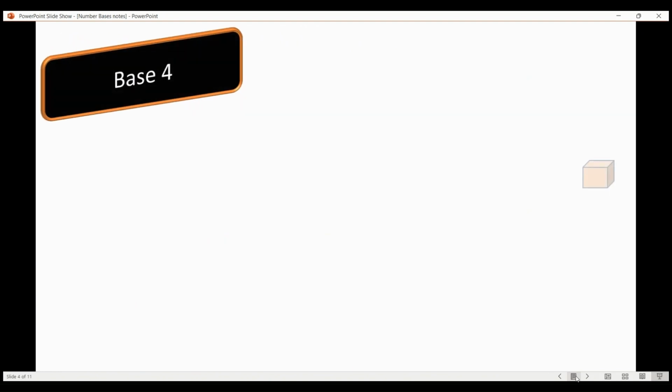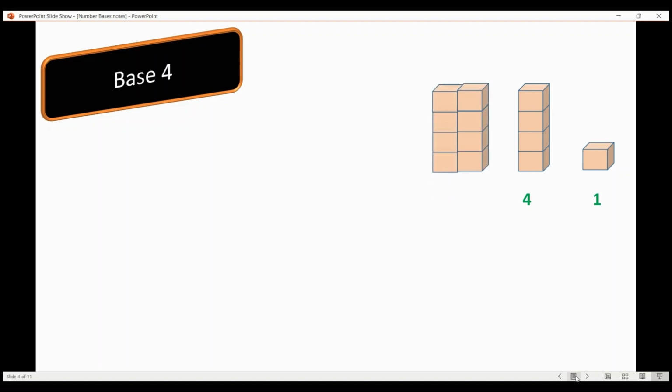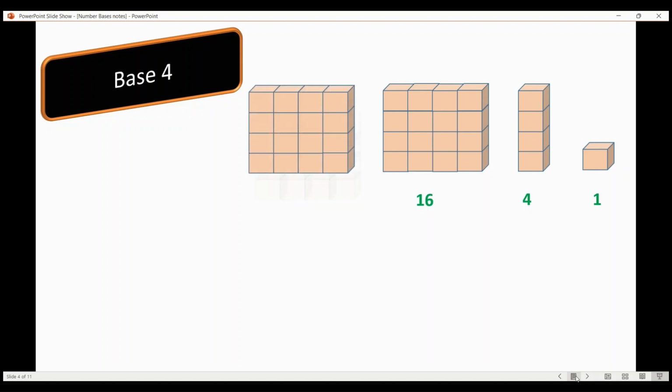If we're going through the same route, we have 1 unit represented by 1 cube, and we're moving across to the next place value. So that means 4 of those. So we'll have 1, 2, 3, 4. So 4 units will now give us our next place value, and then we'll have 4 groups of 4, and of course 4 groups of 4, we can arrange as a square, which will give us 16, and then we can arrange 4 groups of 16, one behind the other, so it'll give us 4 by 4 by 4, which is a cube.